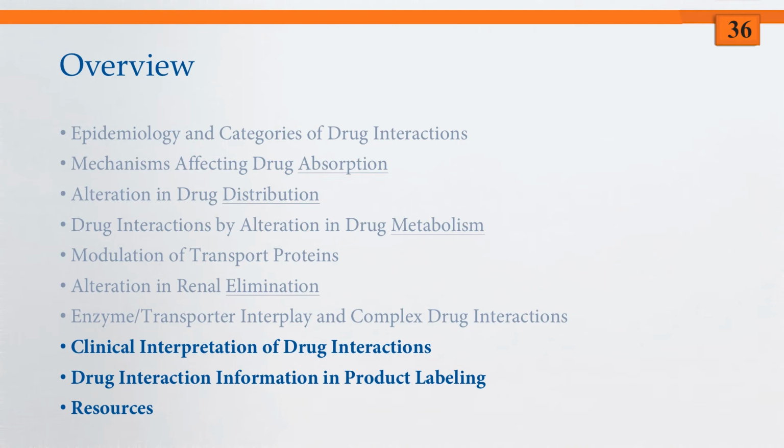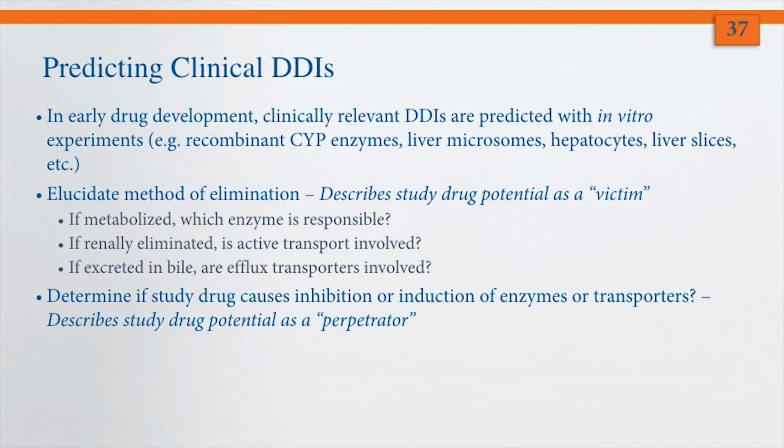Well, it starts very early in drug development. We do a number of in vitro experiments using recombinant CYP enzymes, liver microsomes, hepatocytes, or liver slices. And we use these to characterize first the method by which a drug is eliminated. Is it extensively metabolized? And if so, which enzymes are responsible for its metabolism? If it's renally eliminated, are there transport proteins that are involved in that renal elimination? And if it's excreted in bile, are there efflux transporters involved in the efflux into bile?